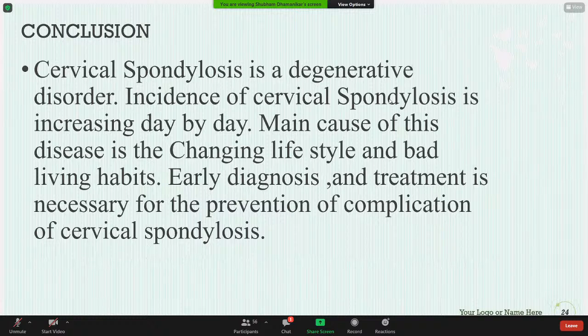So what we have to do is change our lifestyle and control our bad living habits. Early diagnosis and treatment is necessary for the prevention of complications of cervical spondylosis. To prevent any complication, early diagnosis and treatment is necessary.